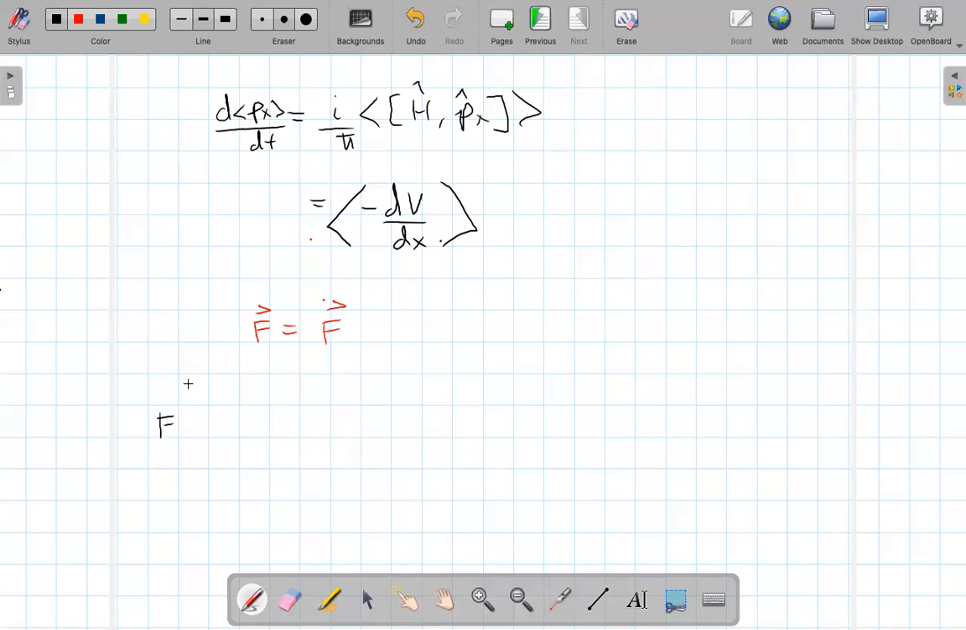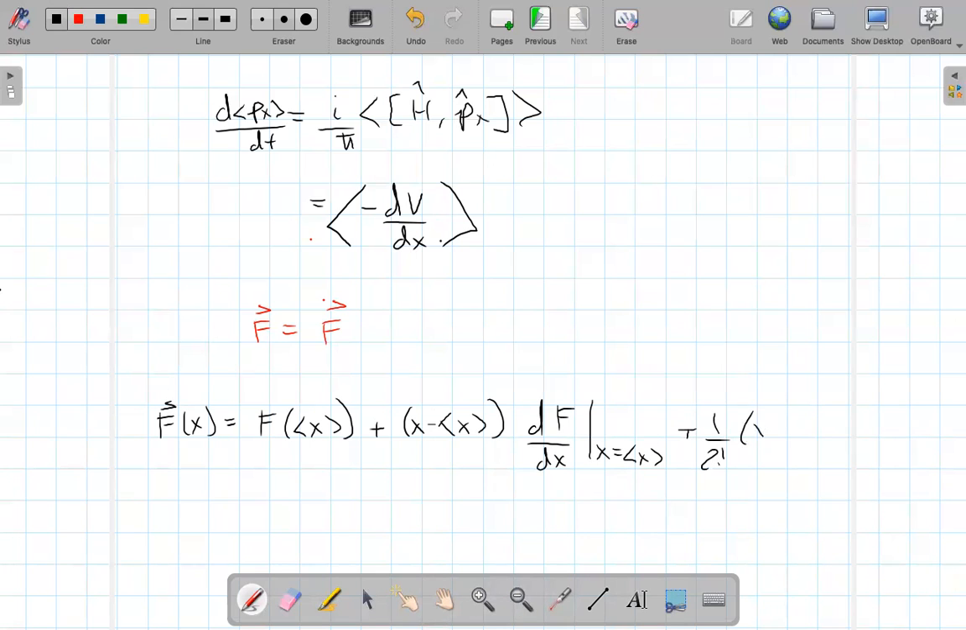So let's look at a Taylor series expansion of the force. If I looked at the force, then this is going to be equal to the force evaluated at the expectation value of the position, plus x minus x average, or in this case, the expectation value of the position, times the derivative of the force with respect to position, evaluated at x equal to the expectation value, plus 1/2 factorial times x minus the average position squared, times the second derivative of the force with respect to position, evaluated at x equal to the average position, plus and so on.